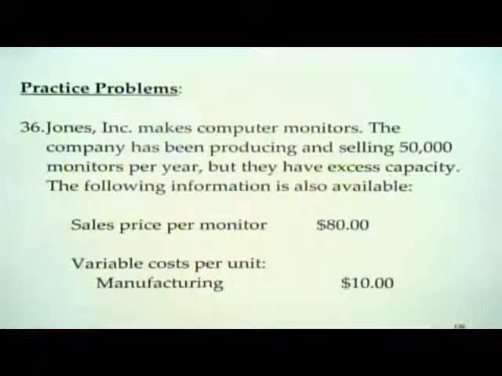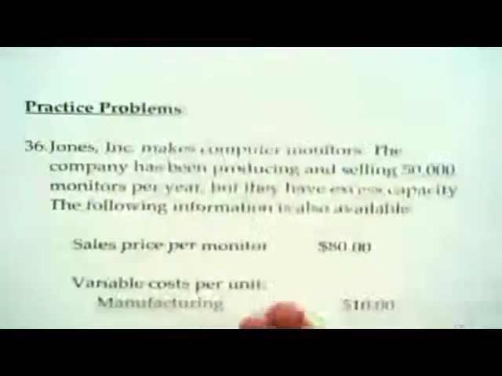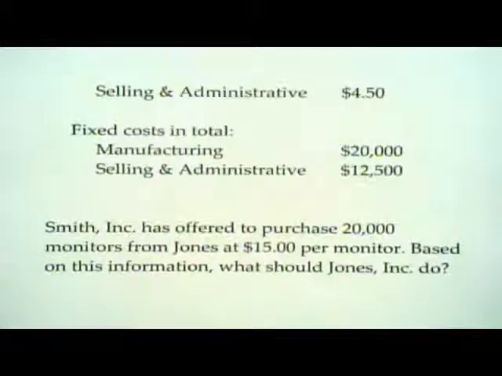So let's look. Jones Incorporated makes computer monitors. The company has been producing and selling 50,000 monitors per year, but they have excess capacity. Good to know. The following information is also available. Sales price per monitor is $80. The variable cost per unit are $10 for manufacturing, $4.50 for selling and administrative, and also total fixed costs. We have some manufacturing and some selling and administrative. Smith Incorporated has offered to purchase 20,000 monitors from Jones at $15 per monitor.